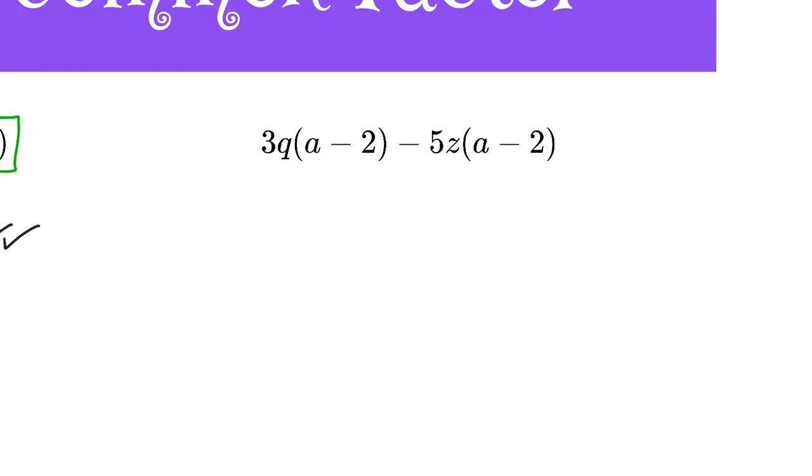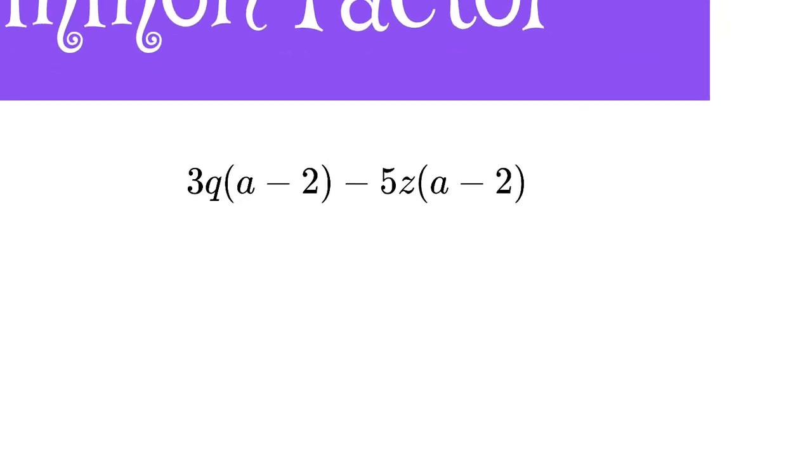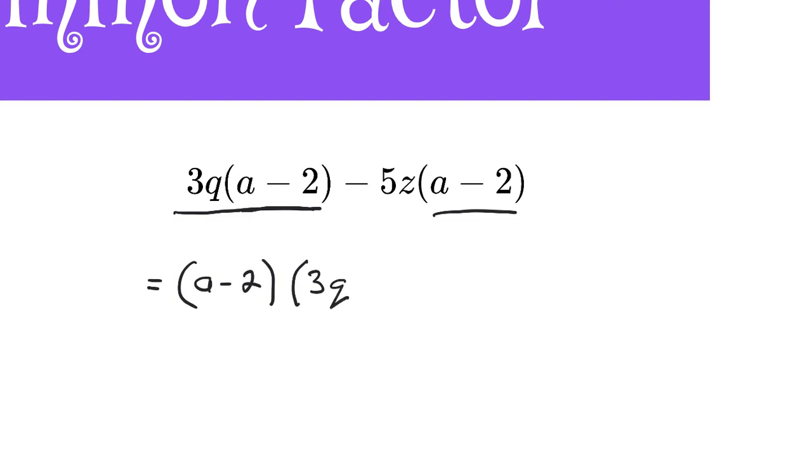Example number 2. You can see that a minus 2 is your common factor. You take the first term and you divide by a minus 2, and you are left with 3q. The second term, you're left with 5z. And again, when you multiply that back, you'll get right back to the beginning.